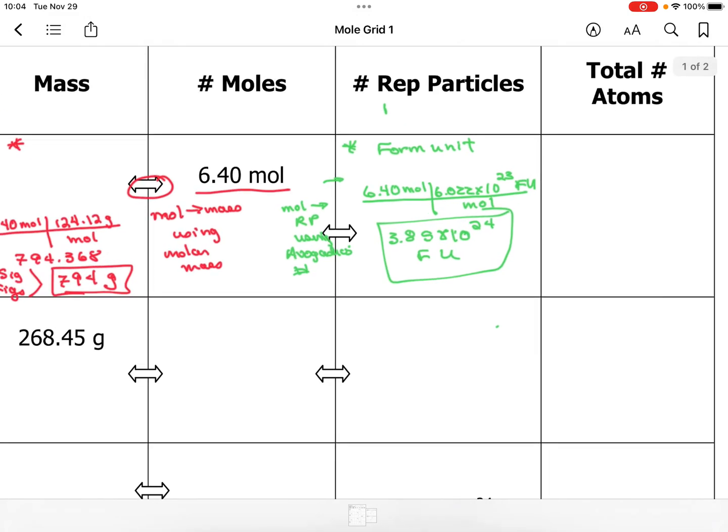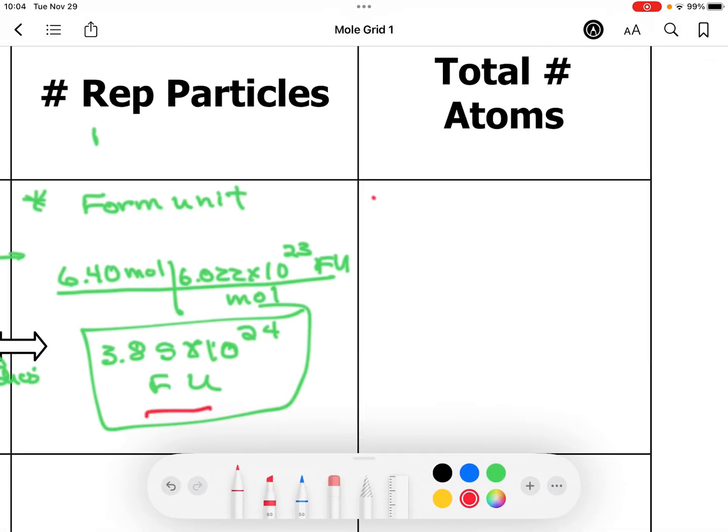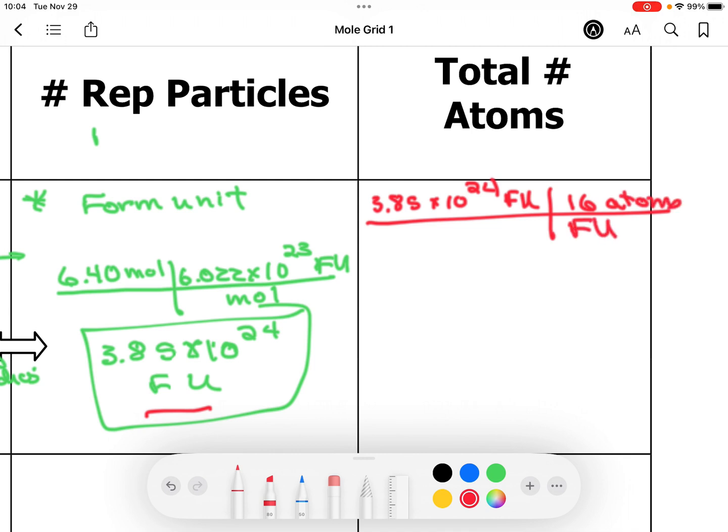So I'm going to multiply my answer from this problem, 3.85 times 10 to the 24th formula units times 16 atoms per formula unit. So I'm going to take my 3.85, and I didn't round this, so I'm going to get 6.17 times 10 to the 25th atoms.